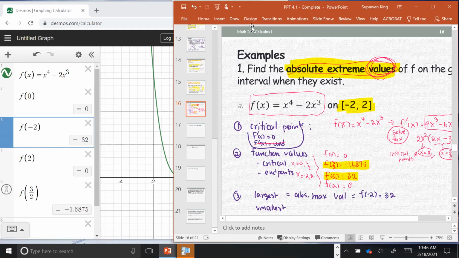And it occurs at x equals negative 2. That's how you say at x, the value is 32. And the smallest, which is the absolute minimum value, is the function at 3 halves or 1.5, and the value is negative 1.6875, and it occurs at x equals 3 over 2. So for the answer, looking for the value, this is the main part of the answer.